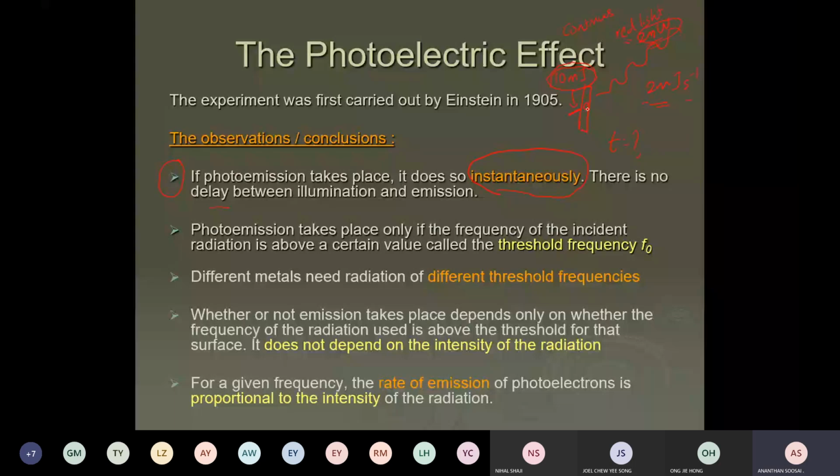So what is the time taken for the electron to get that much energy? 2 millijoule per second is only what the light gives. So what is the time needed? Anyone? Need about 5 seconds, right? Because the light gives 2 millijoule to the surface in a second. 1 second only gives 2 millijoule. So for 5 seconds, the light is enough to give 10 millijoule. So the electron will be released.